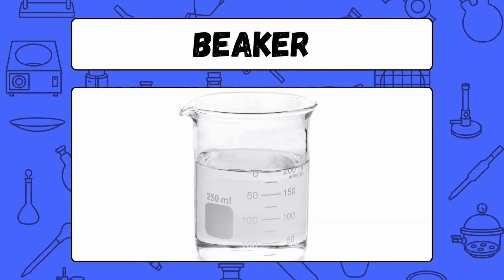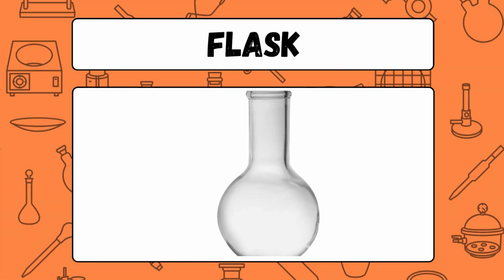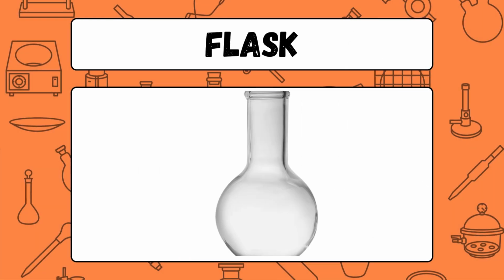Beaker. Beaker is a cylindrical glass container used in laboratories for mixing, heating, and holding liquids. Flask. A flask is a laboratory glassware with a narrow neck and wide body, used for mixing, heating, or storing liquids.